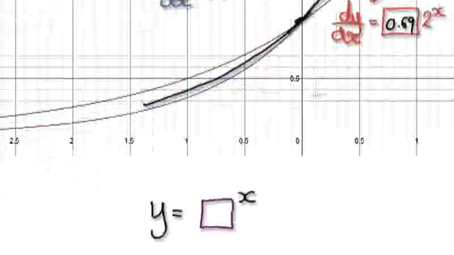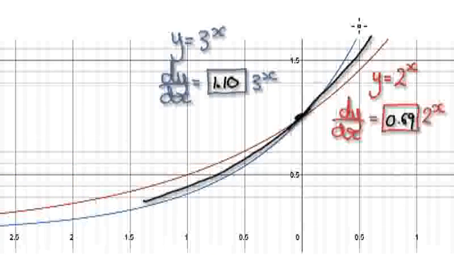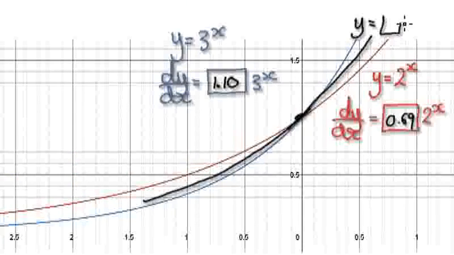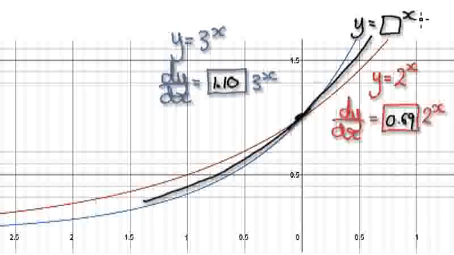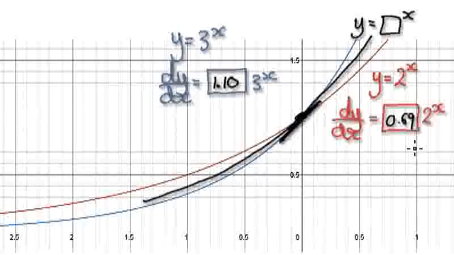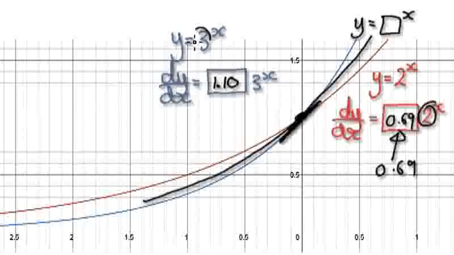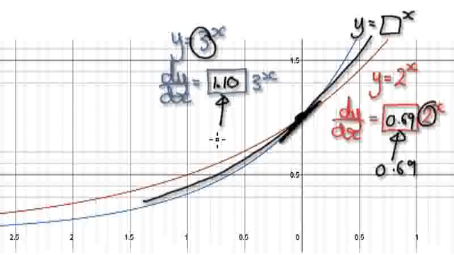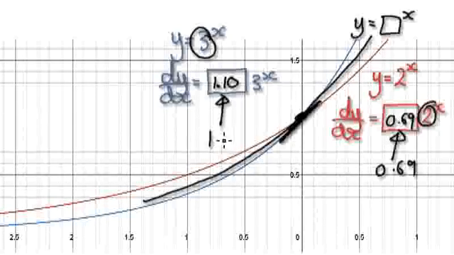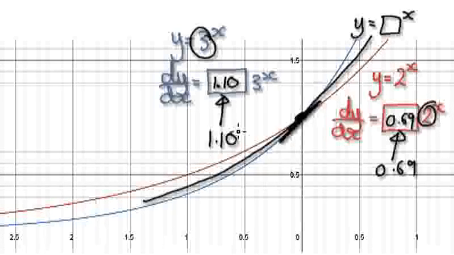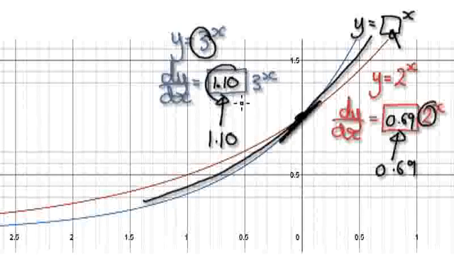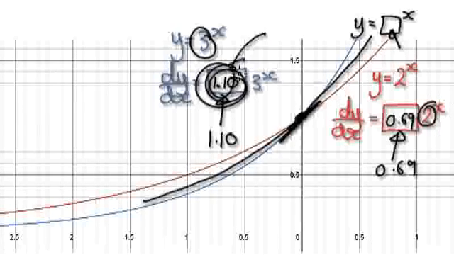So your job here is to find out y equals some base to the power of x where this gradient here is dead on 1. You see, when it's 2 here, this box here is 0.69. When it's 3, this box here will be 1.1 here, which is above 1. So your job here is to find a base where the box will be 1.